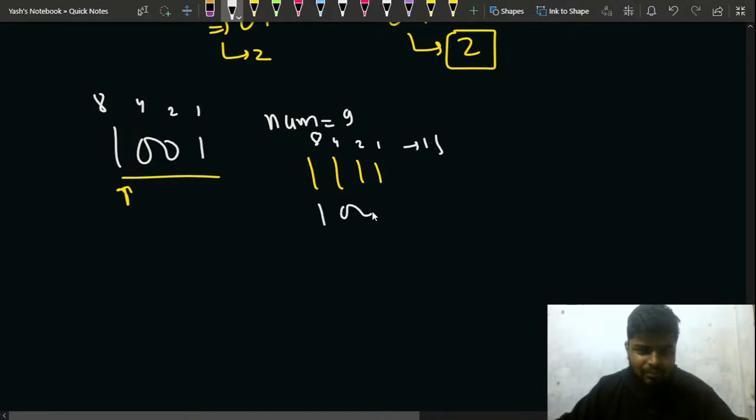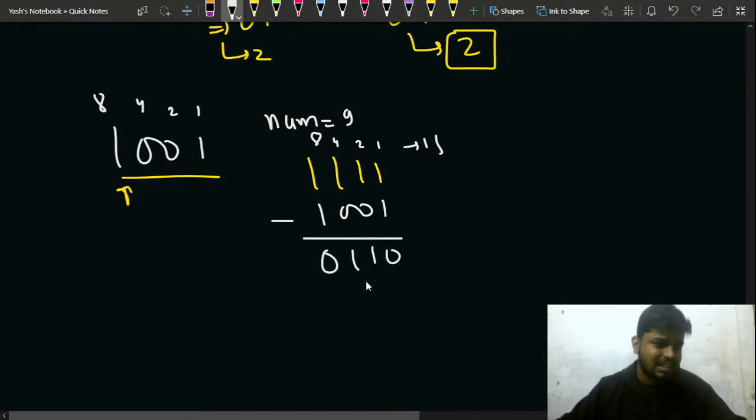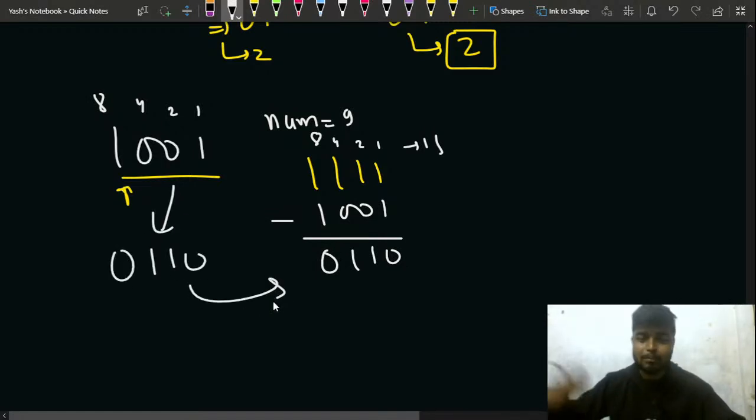Now I have this 1001. I subtract these two, right? What do I get? 0 1 1 0. What is the answer that I'm getting? What should be the answer that I should be getting? I should be getting 0 1 1 and 0, and that is what I'm getting by subtracting it as well. So can you see that I'm getting this, right?